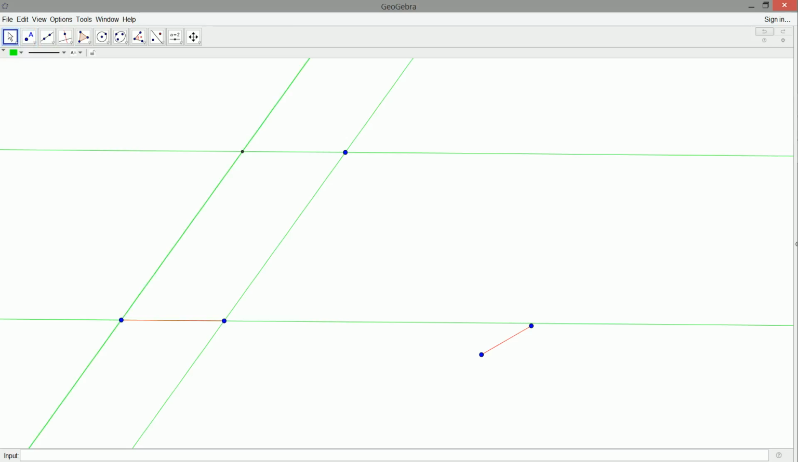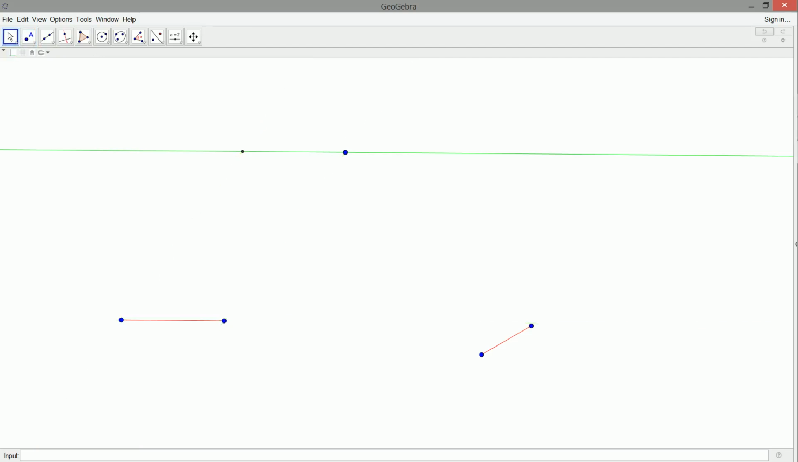So we're going to keep the most recent line that we constructed. And now we're going to duplicate this second length, but we're going to duplicate it so it's on this line. Okay, and this is what's going to be key. So we begin to make our parallelogram.